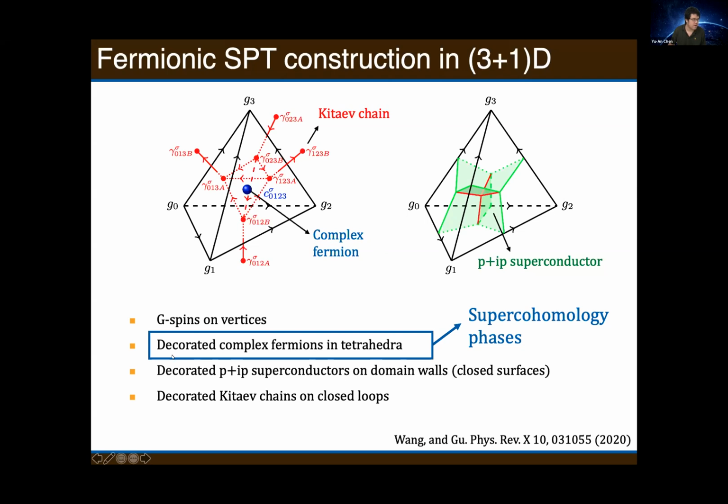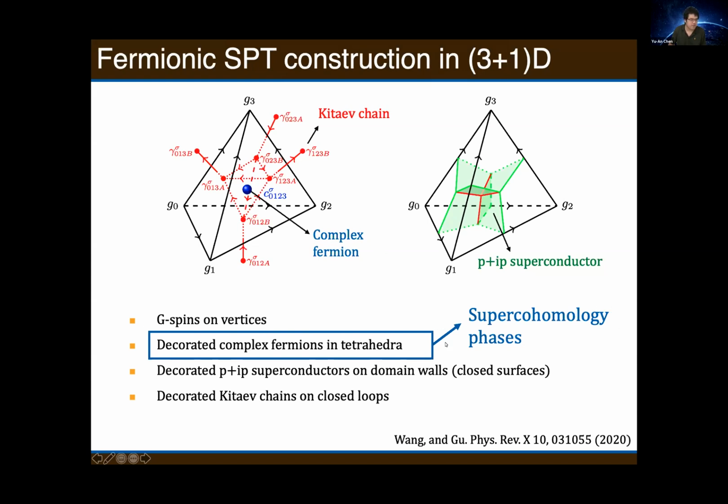So it requires three layers. We can put the complex fermion, we can put the p+ip, and we can put the Kitaev-type chain. In this talk, I will only focus on the first part. I will only decorate the complex fermion in the center of the tetrahedron, and this is called the supercohomology phase.